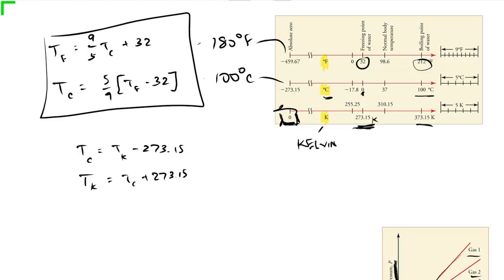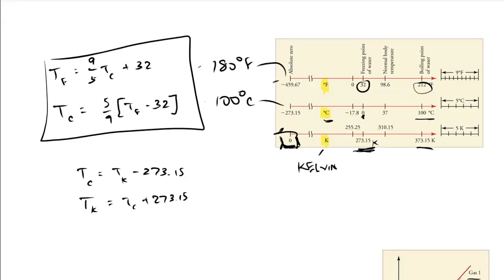There's also another scale, the Rankine scale, which does the same thing for the Fahrenheit, which 0 degrees on the Rankine scale is negative 459.67 Fahrenheit. So negative 459.67 Fahrenheit is 0 Rankine on the Rankine scale.